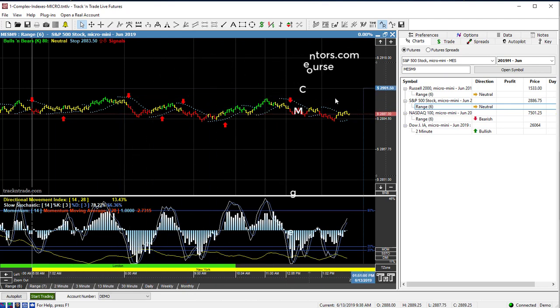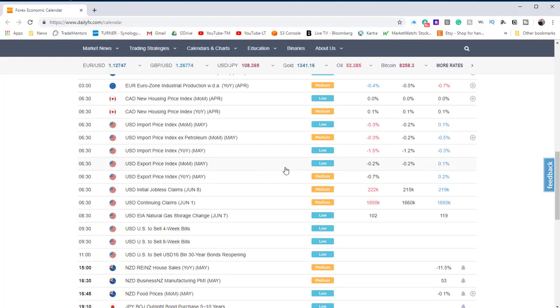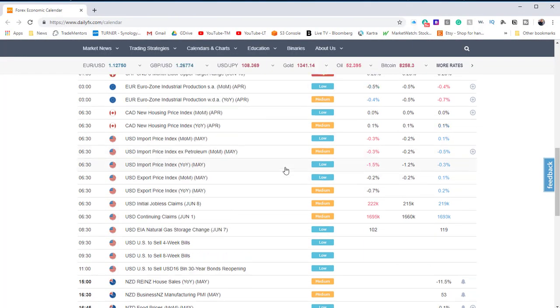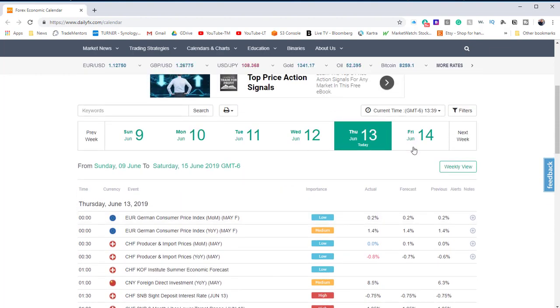So that's one of the things that we want to make sure that we're paying very close attention to. We want to make sure that we're looking at the economic news and we're looking to see which days we want to trade. Now, for me, Fridays are difficult days. I don't generally like to trade on Fridays. It doesn't mean that the market doesn't move on Fridays.